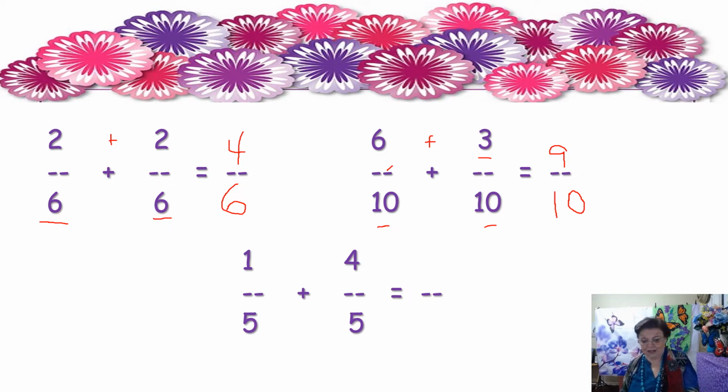Here, it's another like fractions. Both of the denominators are 5. So you're going to keep that denominator, and your denominator is going to be 5. And then you're going to add up the numerators. 1 plus 4 is 5. 5/5 is going to be your answer.